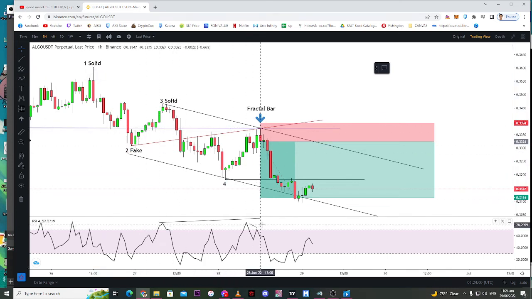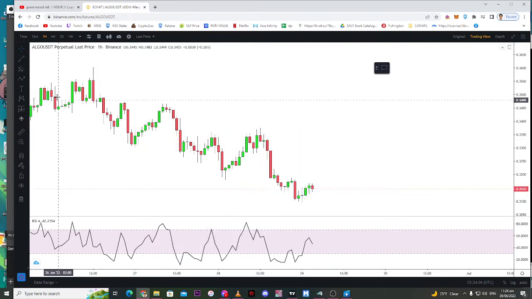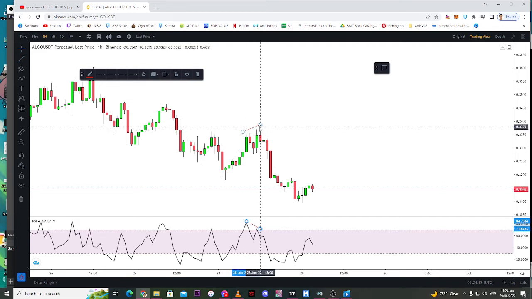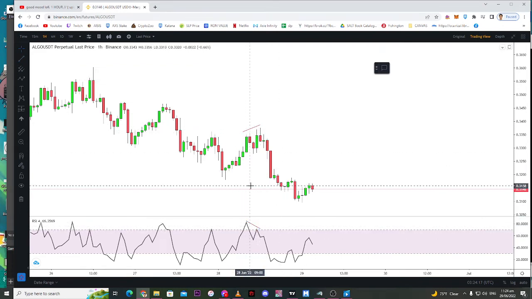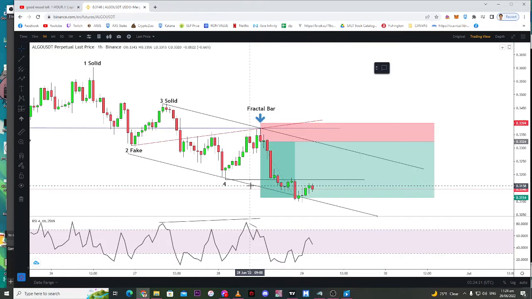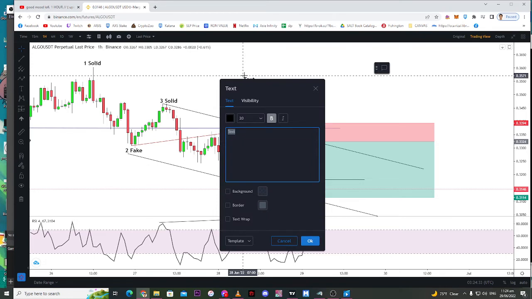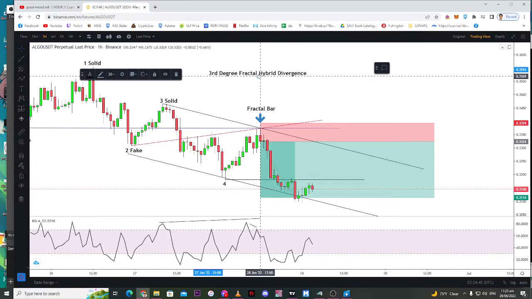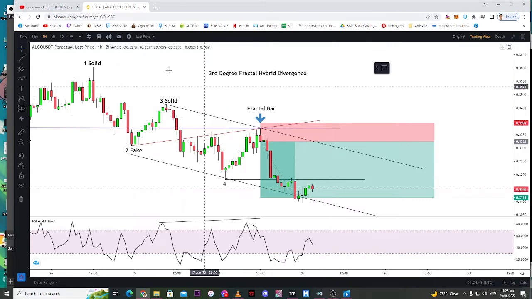And then, aside from the hidden bearish divergence, we also have, remove muna natin, we also have a reversal divergence, a bearish reversal divergence happening dahil meron tayong higher high na price action and then lower high na RSI. So if you have a reversal divergence inside a hidden bearish divergence, tapos you have a fractal bar, that is a third degree fractal hybrid divergence. And sa palagay ko, based din sa experience ko, this is the strongest type of fractal divergence. Yung mga third degree fractal hybrid divergence, kasi meron kang hidden plus reversal divergence. So napakalakas talaga nun.